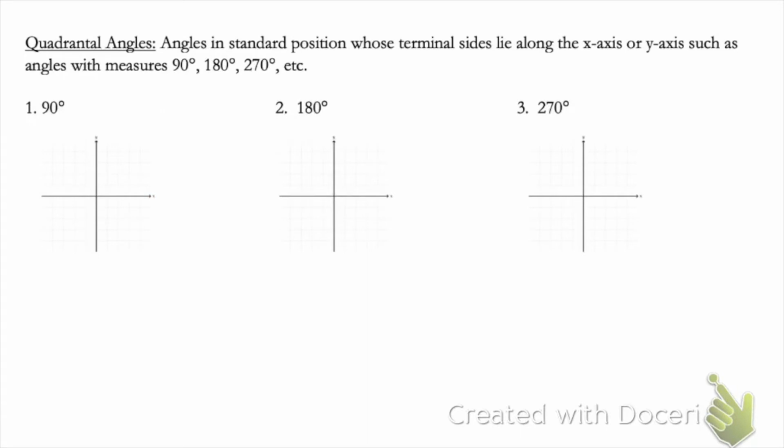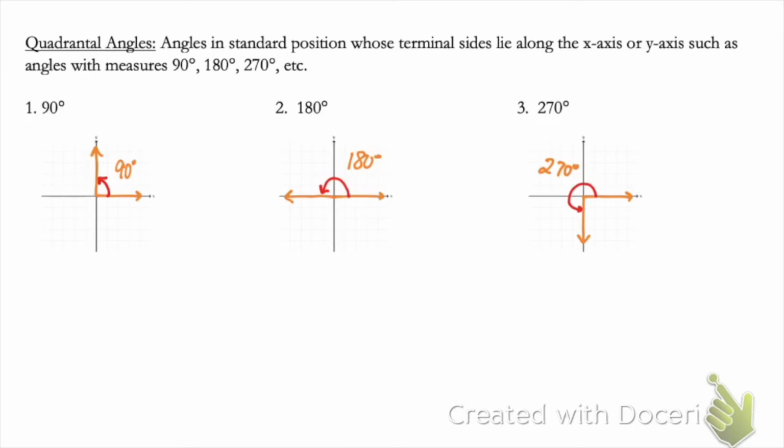We also have special angles called quadrantal angles. I am sure I'm not pronouncing that right, but that's the best you're going to get. Angles in standard position whose terminal sides lie along the x or the y-axis are quadrantal angles. Again, that just sounds horrible. So these would be angles like 90, 180, 270, and so on. They're all multiples of 90 degrees. So our angles look something like this.